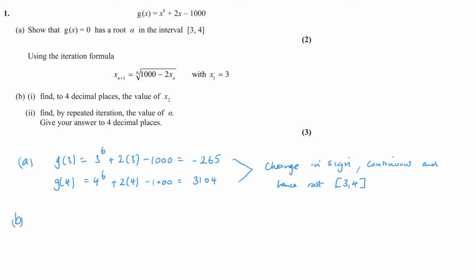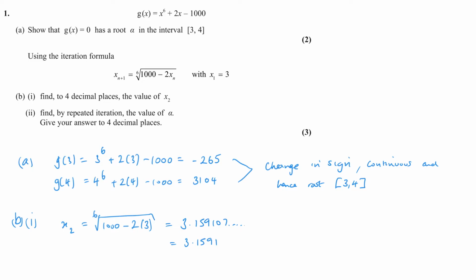Okay, now B part 1. Just using the iteration formula there. So to find x2, that's 1 plus 1. So n is 1 in this case. And then this xn is x1, which is 3. And that gives me 3.159107, and we wanted 4 decimal places, so 3.1591.